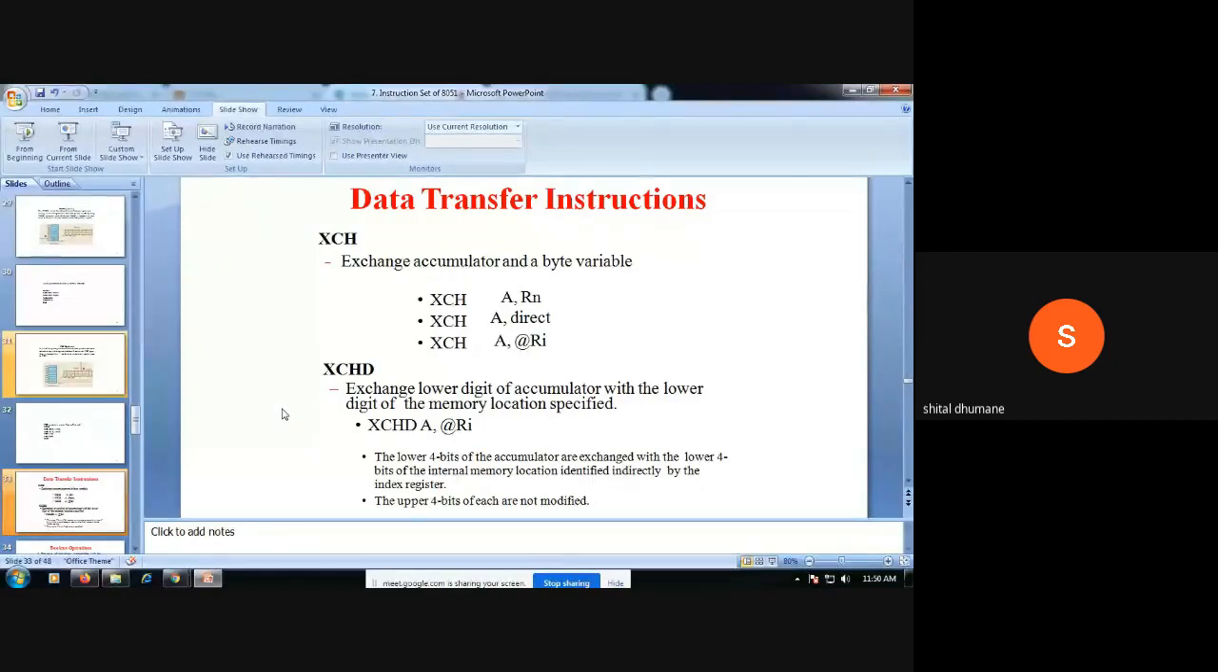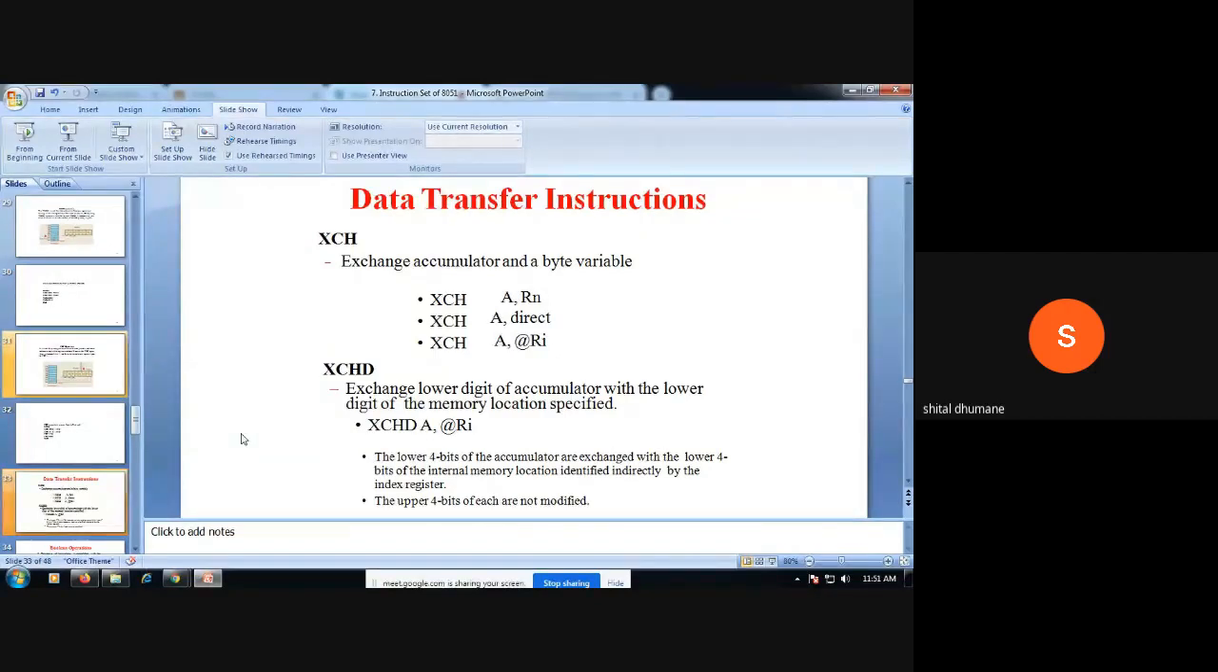In the XCH instruction, the total 8 bits will get exchanged between your accumulator and the contents of R0 to R7 or any memory location. But here you have a single instruction, there are no combinations for this instruction. This is the only one, XCHD A comma @Ri. It will exchange the lower digit of the accumulator with the lower digit of the memory location specified.